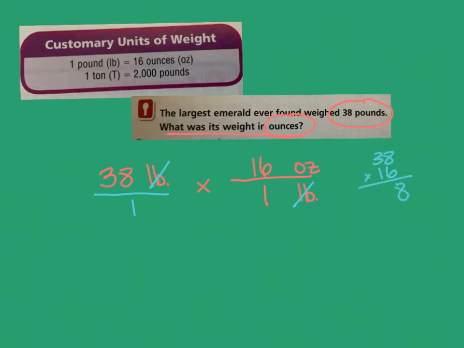8 times 6 is 48. 6, 12, 18, 19, 20, 21, 22. That's done. 1 times 8 is 8. 1 times 3 is 3. 8, 10, 608 ounces makes the 38 pounds.